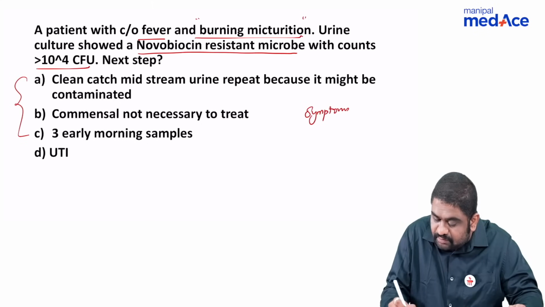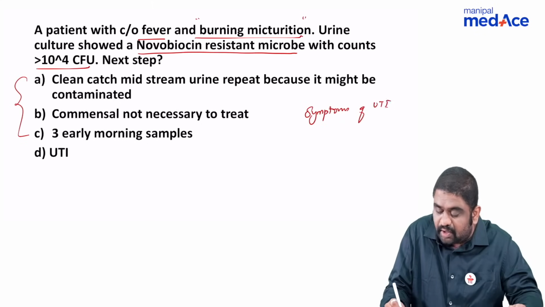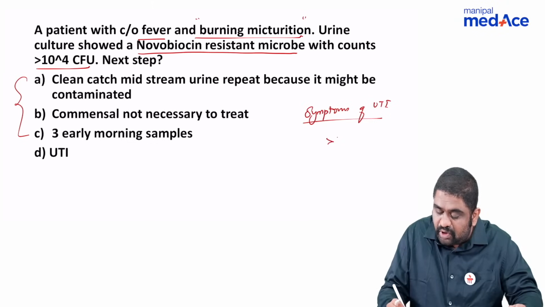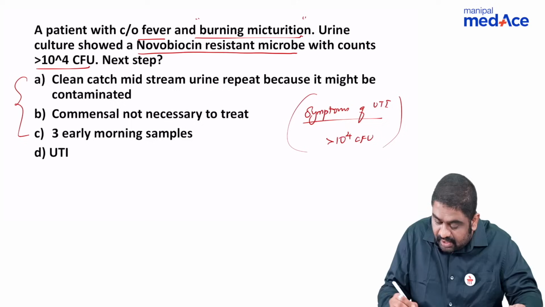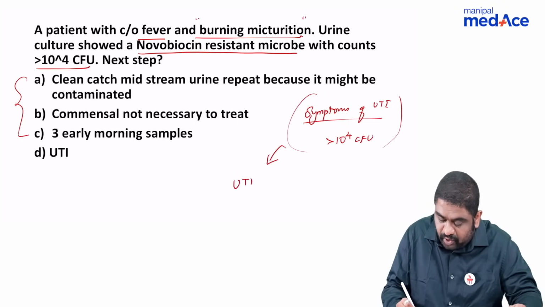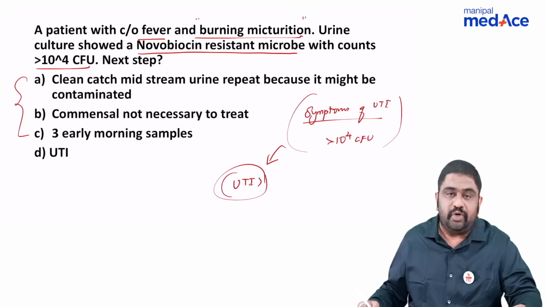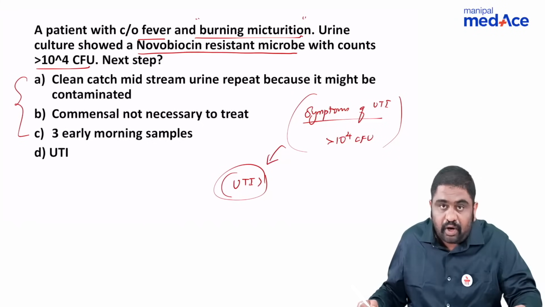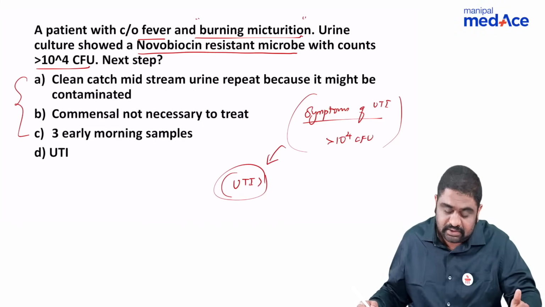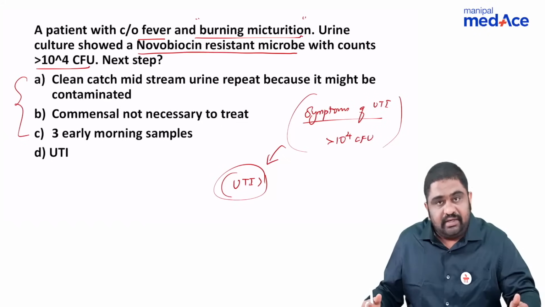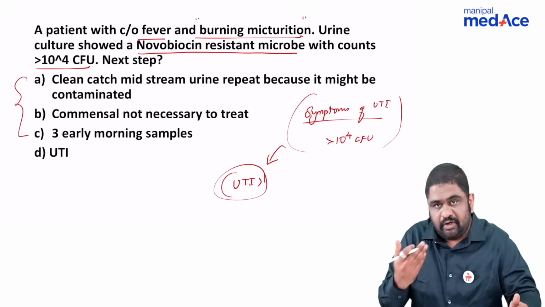If symptoms of urethritis or UTI are present, then more than 10 to the power 4 colony forming units is enough to make a diagnosis of UTI. If the diagnosis of UTI is done, then you have to send it for antibiogram and start the treatment of the resistant microbe.